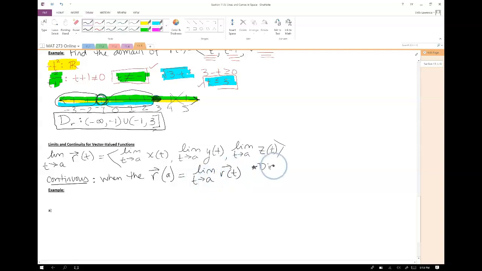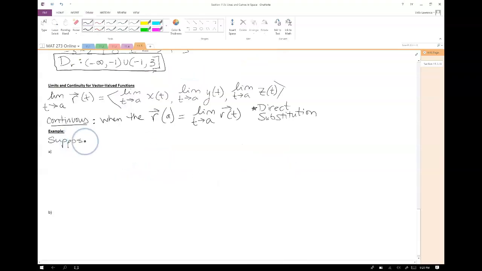This means that our limits can be calculated with direct substitution. We don't have to use any fancy rules like L'Hopital's rule or factoring and canceling, any issues like that. We can get these limits just by directly plugging the a value in for t. So one more quick example.